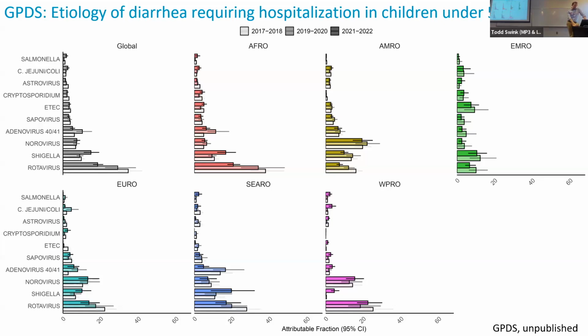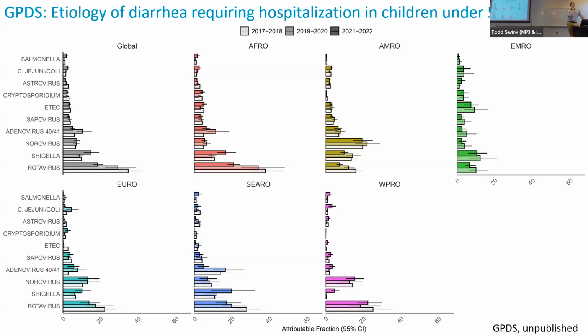You can see, across this network, that rotavirus, Shigella, norovirus, and adenovirus 40/41 have pretty consistently been the top 4 causes of hospitalized diarrhea. You can also get a sense that rotavirus is coming down. I think in 2017-18, about a third of the 30 countries in the network had not yet introduced rotavirus vaccine, and a few had just introduced. So in real time, we're seeing the cumulative impact.